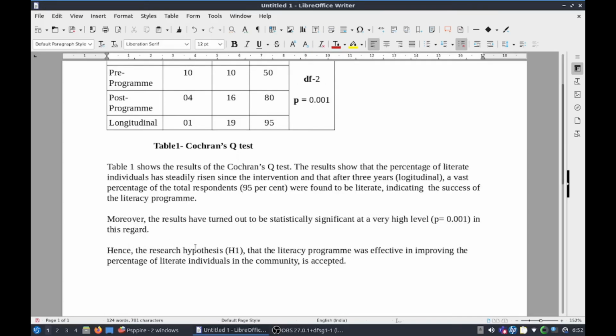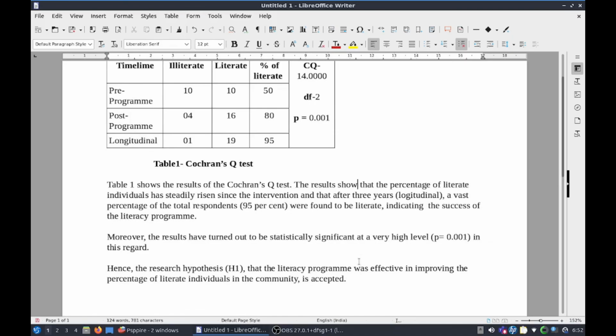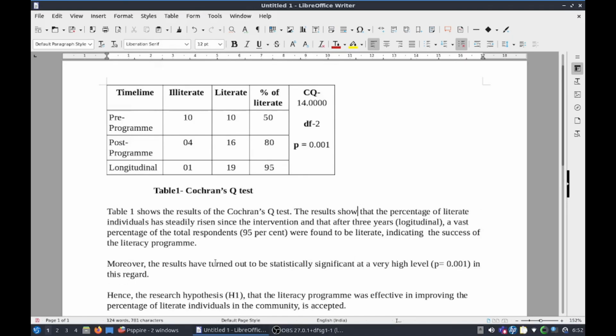Hence the research hypothesis, that the literacy program was effective in improving the percentage of literate individuals in the community, is accepted. These tests are conducted to test the hypothesis, and we found that the research hypothesis can be accepted because of the significant result.